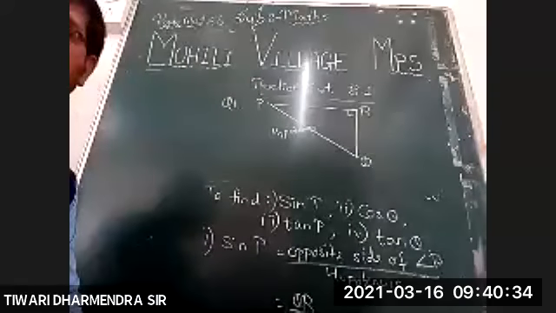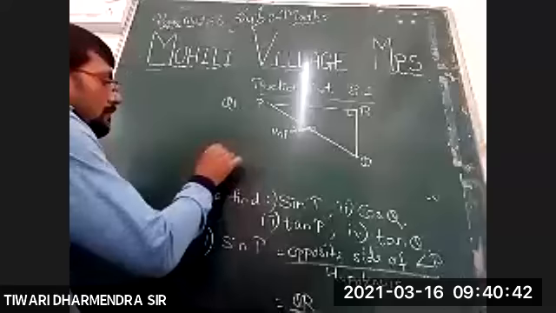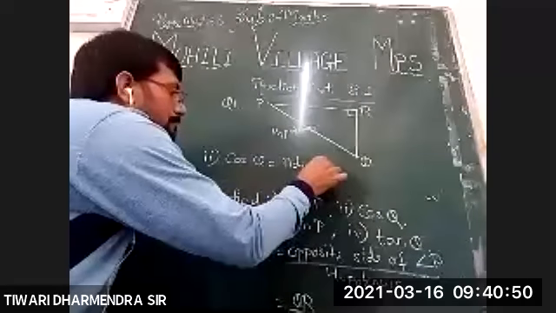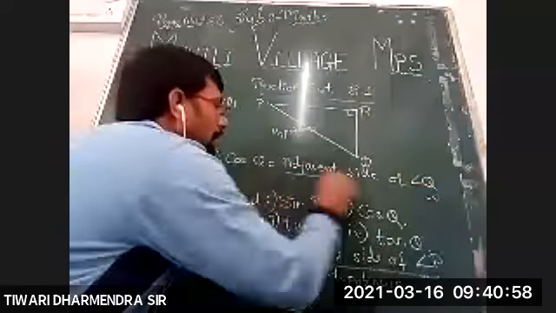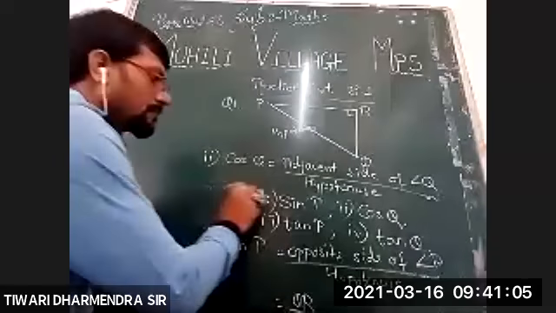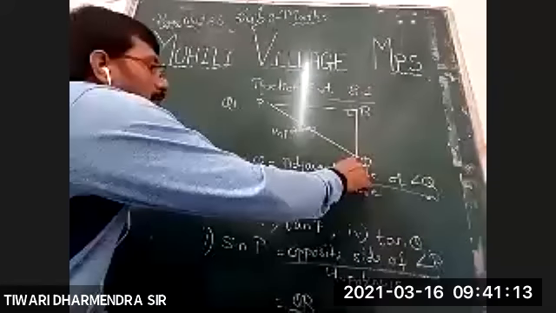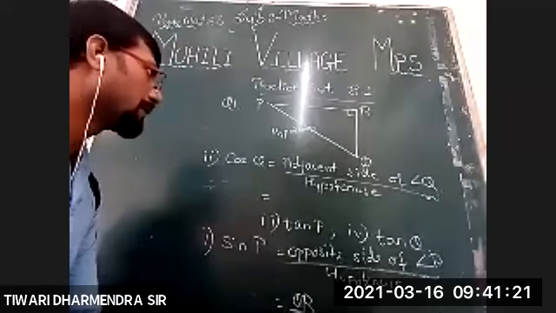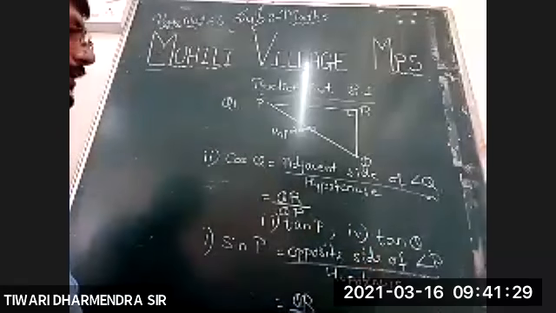Second is cos of Q. Cos of Q is adjacent side of angle Q divided by hypotenuse. Adjacent side of angle Q, even QR and QP both are adjacent, but QP is the hypotenuse. It is fixed. So the adjacent side to Q is QR. So QR divided by hypotenuse, that is QP. Okay.